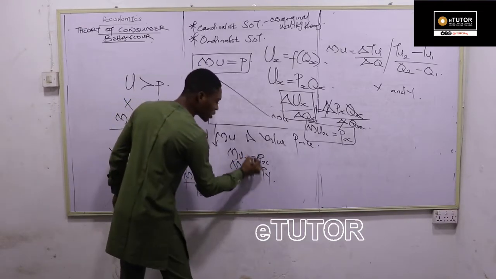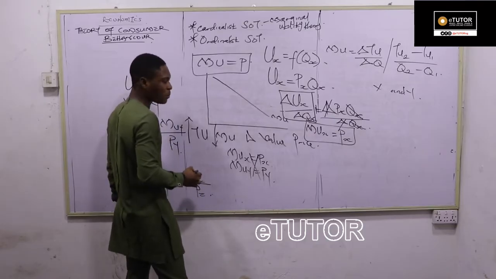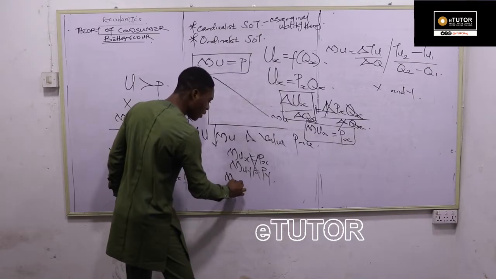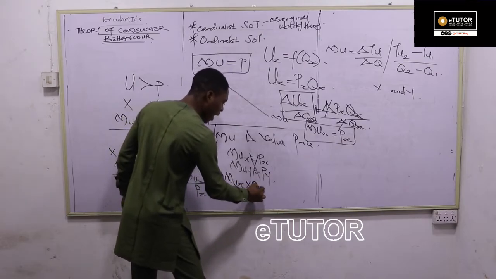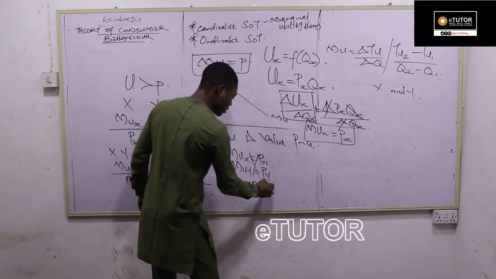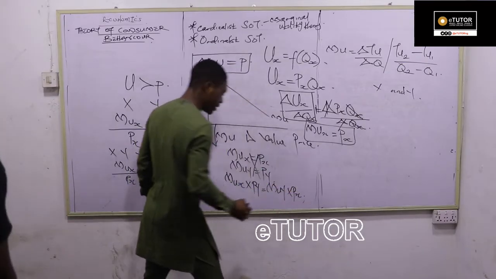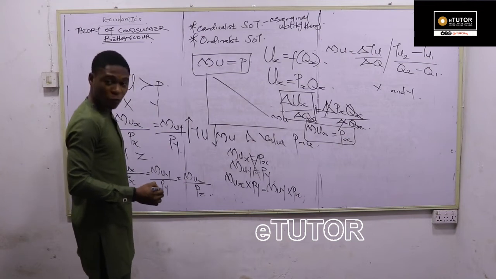So we can cross multiply. Now when we cross multiply, we are going to have MUX multiplied by PY equals MUY multiplied by PX.